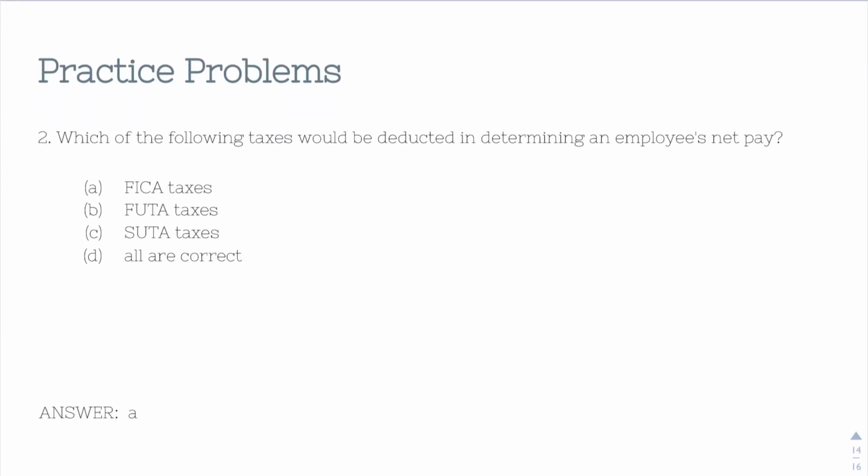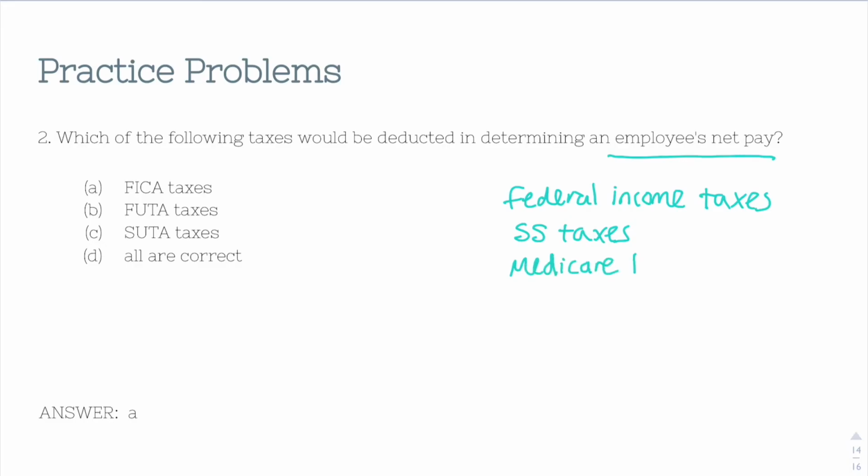Okay, this one is just a standard definition type one. Which of the following taxes would be deducted in determining employees' net pay? So for employees, we know we deduct federal income taxes, we deduct Social Security taxes, we deduct Medicare taxes, etc. We know Social Security taxes and Medicare taxes are classified together as FICA, so this is definitely true. And then FUTA and SUTA would be used in calculating the total payroll taxes for the employer, but the employee does not pay them. So the only one correct here is A, and that is FICA taxes.